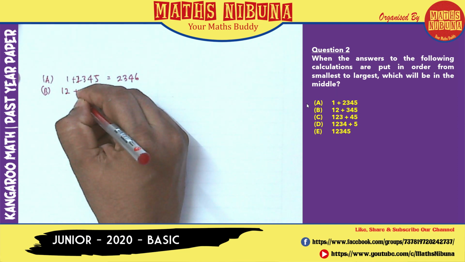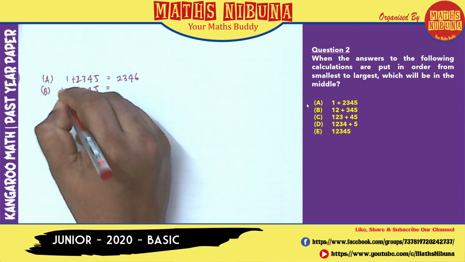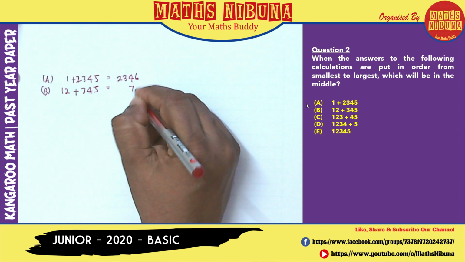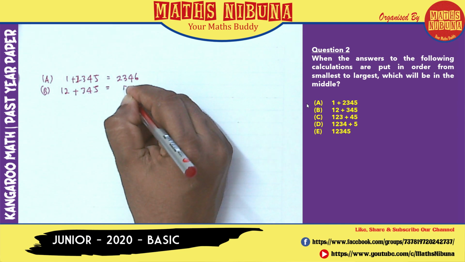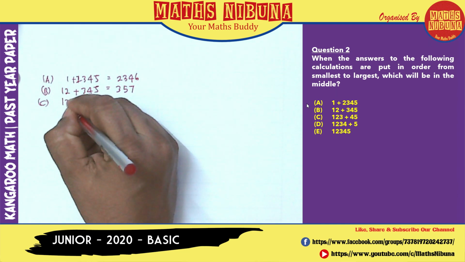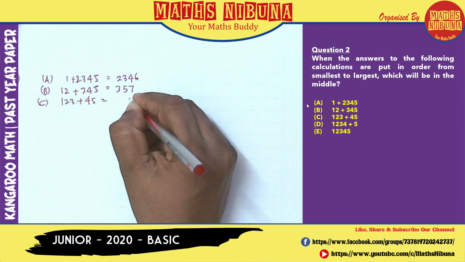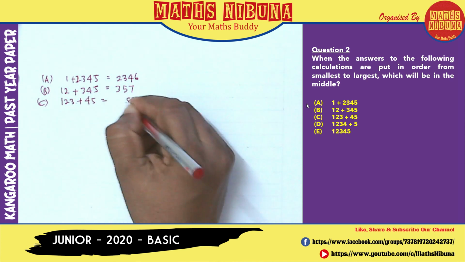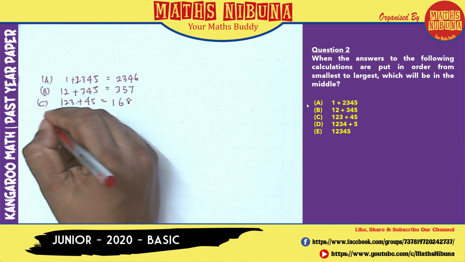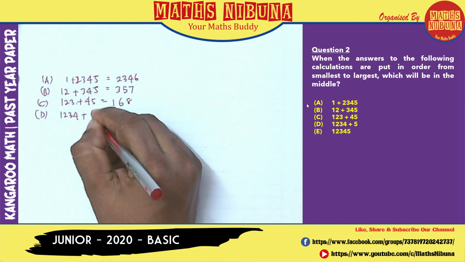12 plus 3, 4, 5. 3, 4, 5 plus 12. 5 plus 2 is 7. 4 plus 1 is 5, 3. Okay, C, just add as normal. It's 45. So 3 plus 5 is 8. 4 plus 2 is 6. 1, 6, 8. So D is 1, 2, 3, 4 plus 5.